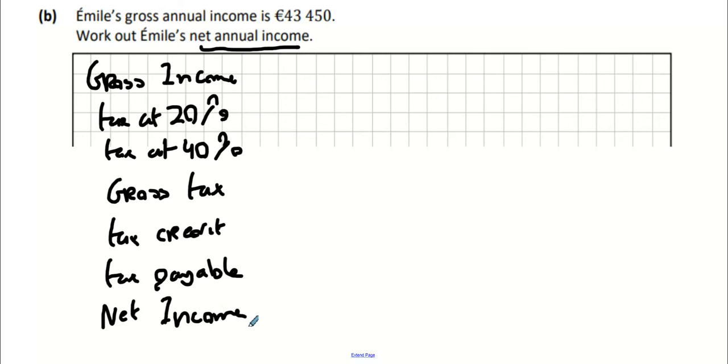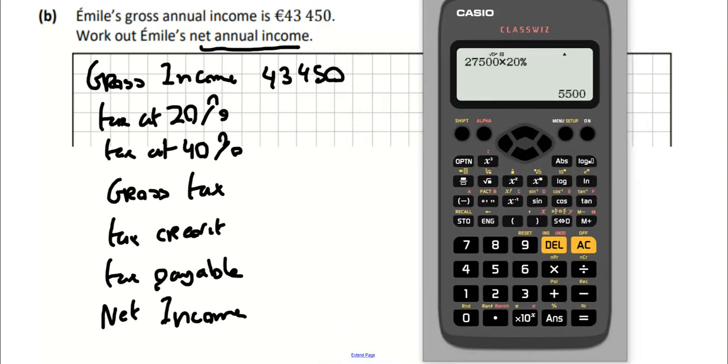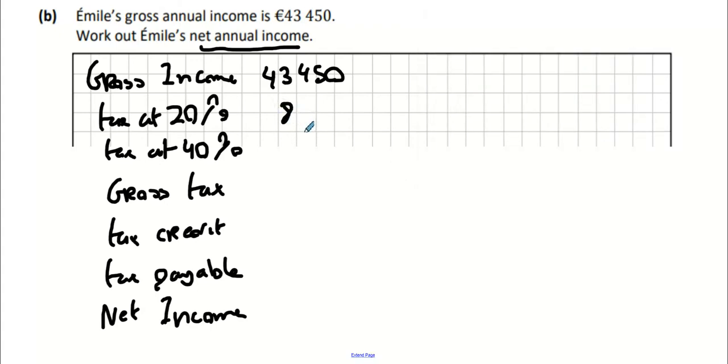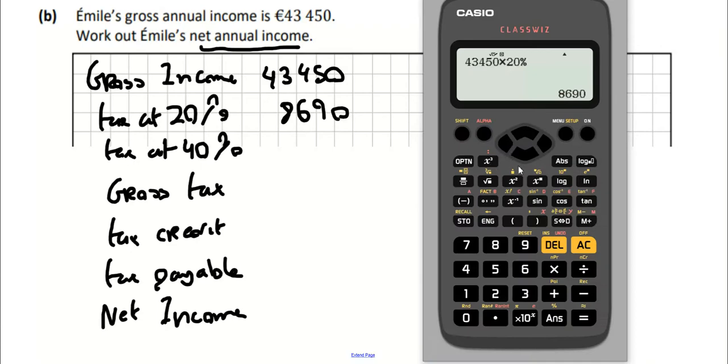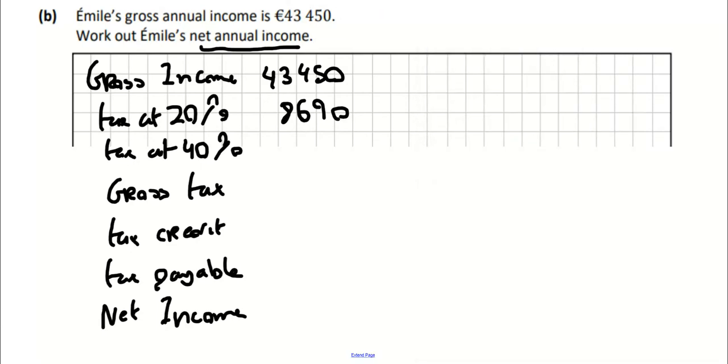Now, it's a great way to spend a Friday afternoon. Now, we got 43,450. And we're going to do the net income. We're going to multiply that by 20%. 8,690. Then we're going to do, oh, I got that wrong.